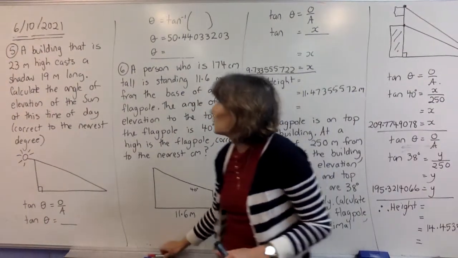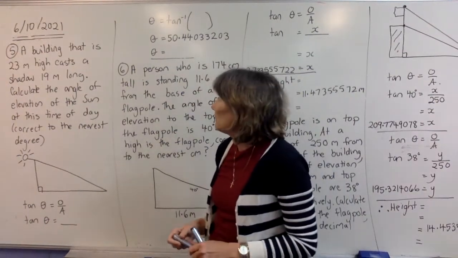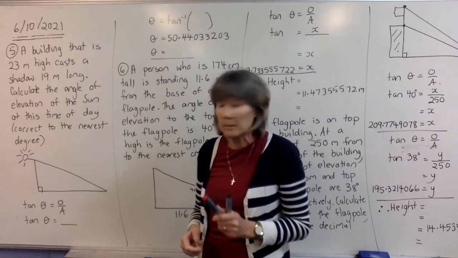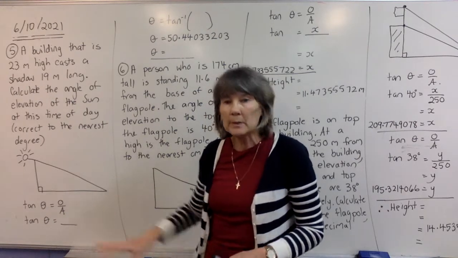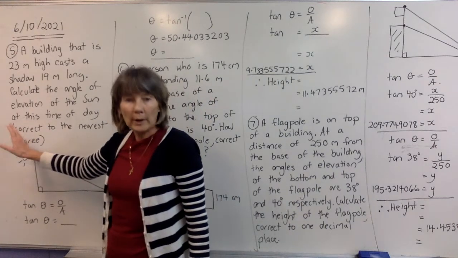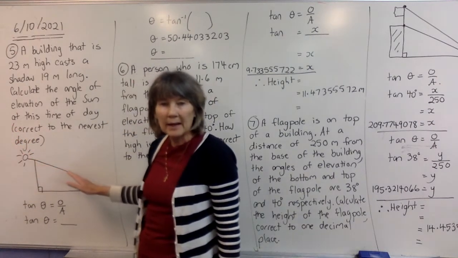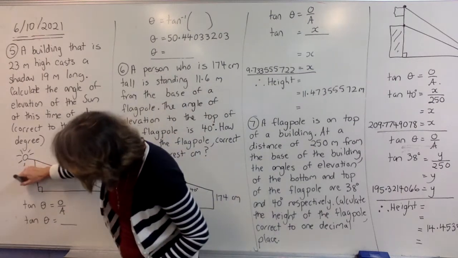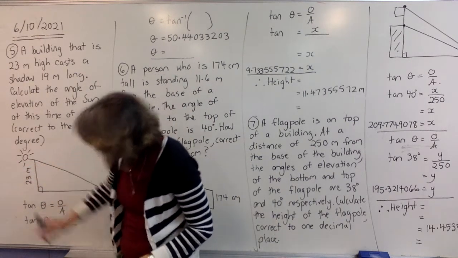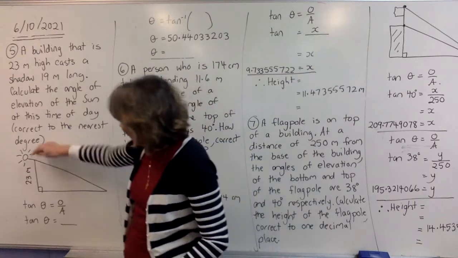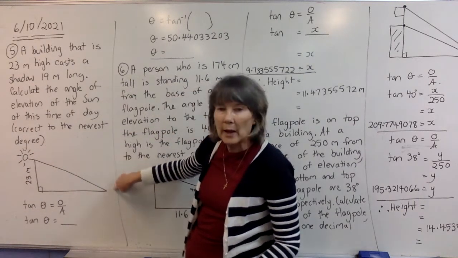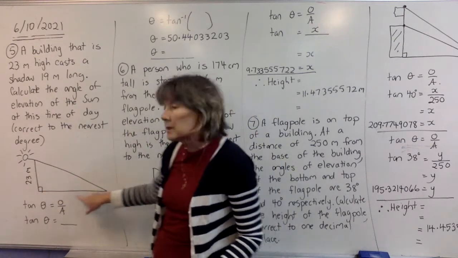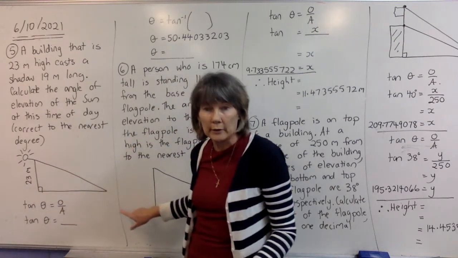Do a few more examples. Looking at number 5, a building that is 23 metres high casts a shadow 19 metres long. So what happens is the sun, one of its rays will come down and hit the top of the building. Now that building is 23 metres high, so we'll put that on. That sun ray comes all the way down to the ground, and when it hits the ground, that's the tip of the shadow. So the shadow is this whole part here on the ground.